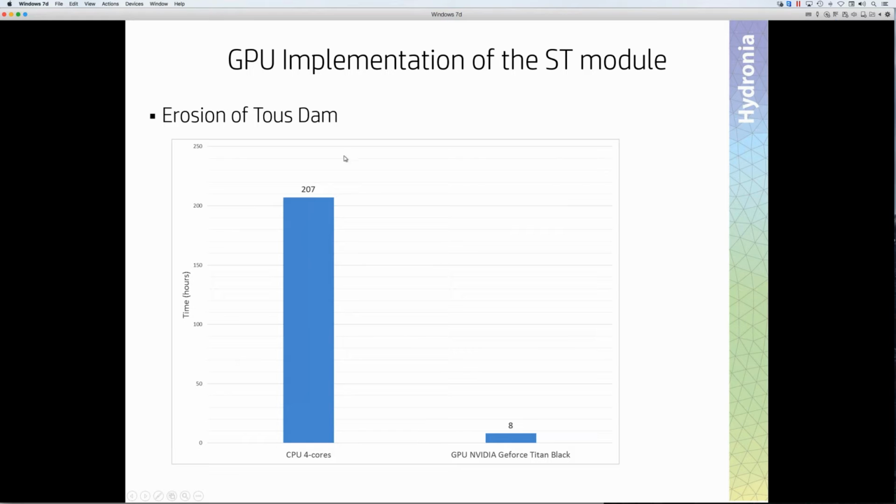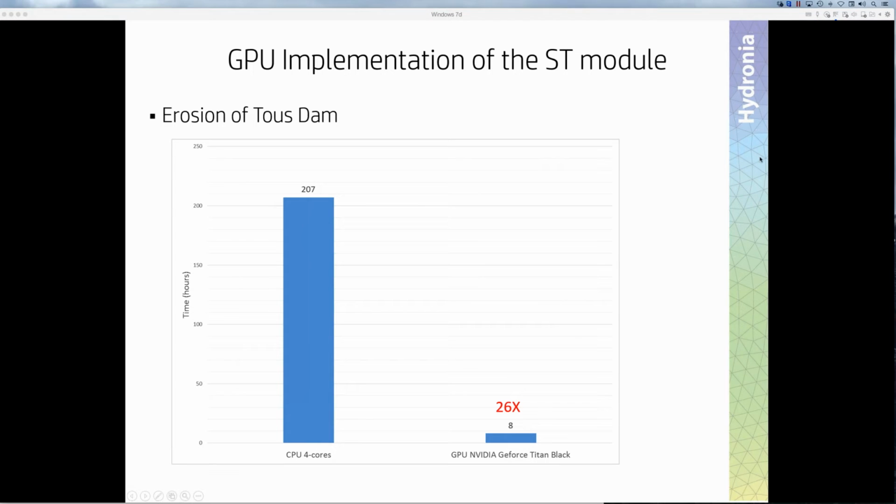In this case, the acceleration is very, very important and has tremendous implications for project work. In the case of the erosion of the Toast Dam, just imagine what that means: 207 hours versus only 8 hours. In the time that you do only one simulation with 4 cores, you can make 26 simulations with the NVIDIA Titan Black GPU version. So it's 26 times faster. In the previous example, we were running in minutes instead of hours, so a big improvement.